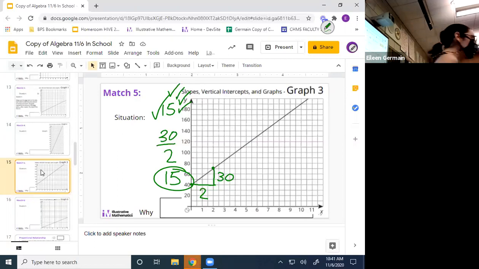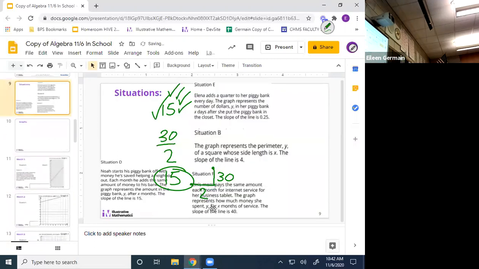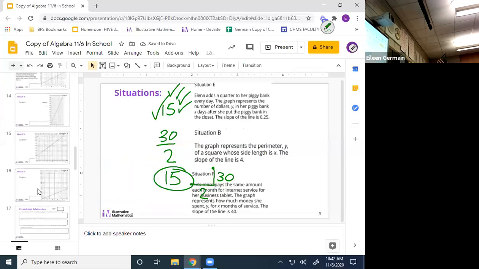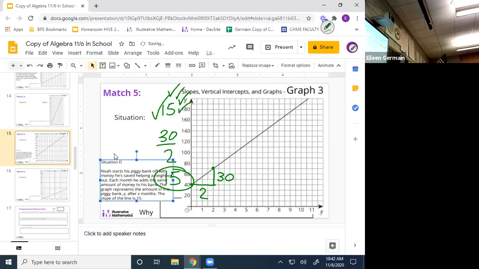Awesome. Okay, so then which scenario or situation does graph 3 match up with? Looking back up here, it has a slope of 15. Which guy does this match up with? Whose story? Cam. Noah's story. Very good. So I'm going to hit Control X, cut it out of there, and we're going back to graph number 3, and we're going to paste it in here. Nice job.